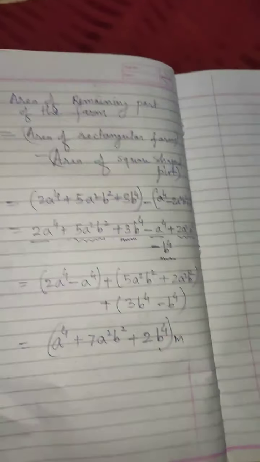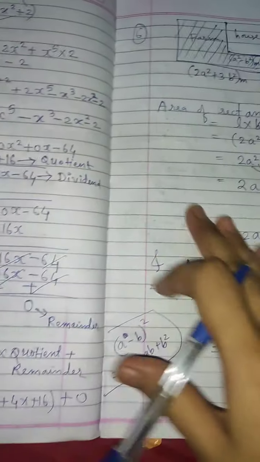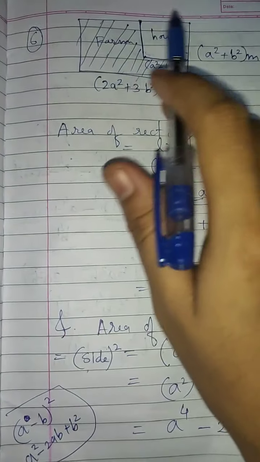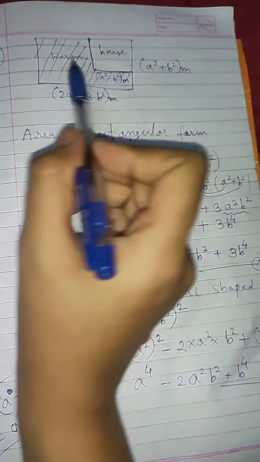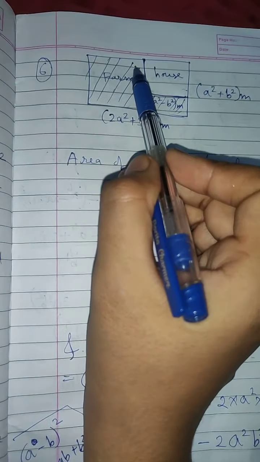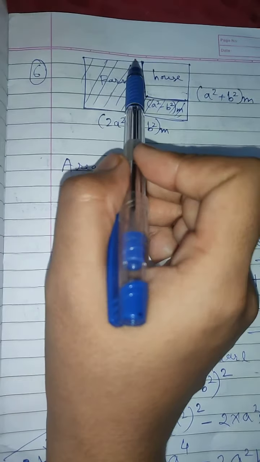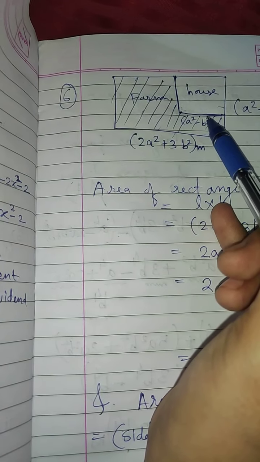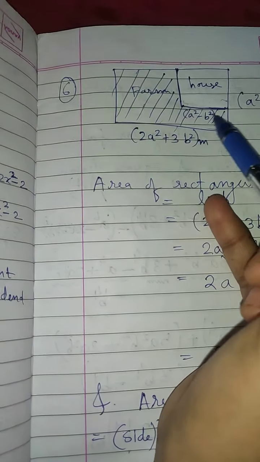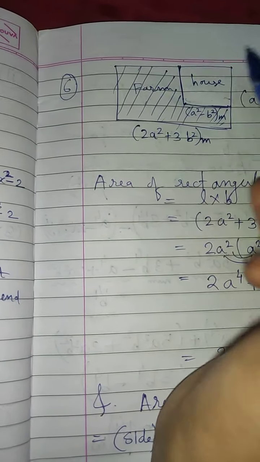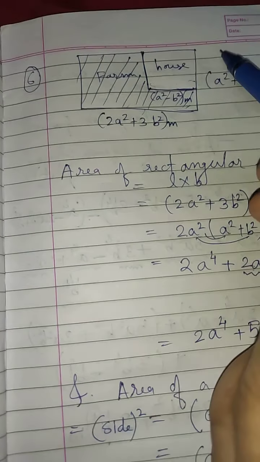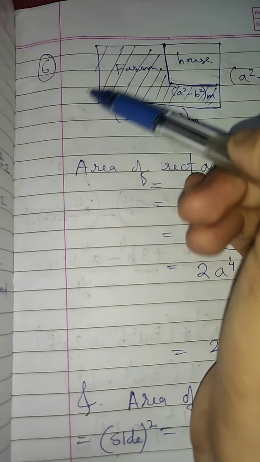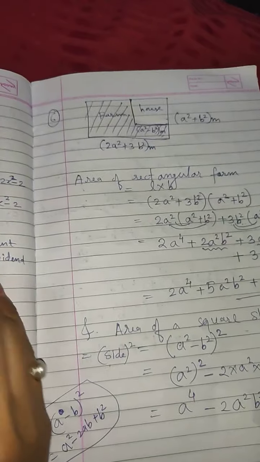You can see from the starting: if you draw a rough diagram, you can easily identify. This is one rectangular form, and in that rectangular form the man wants to build a square-shaped house. So suppose this is the house, that side is given, and in a square all sides are equal. So one side is a square minus b square, and all sides are equal. And for the rectangle, this is the length and this is the breadth. If you subtract this square shape from the rectangle, we will get the area of the remaining part. That only we have got as the answer.